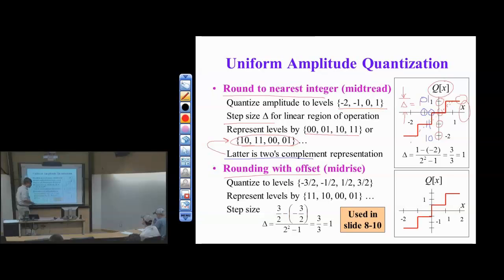Now, the other version I have down here on the bottom is also amplitude modulation, uniformly spaced. And here the rounding is with an offset. So I don't exactly represent 0 anymore. Now if I look at the input-output relationship, my quantization levels are at half points. So I have 3 halves, 1 half, minus 1 half, and minus 3 halves. Okay, so there's flexibility. In the derivation, we're going to use this mid-rise quantizer, this rounding with offset, to derive the SNR formula for quantization noise, given the number of bits.